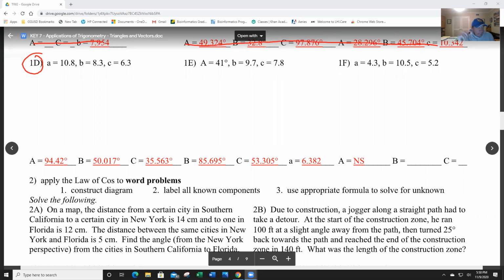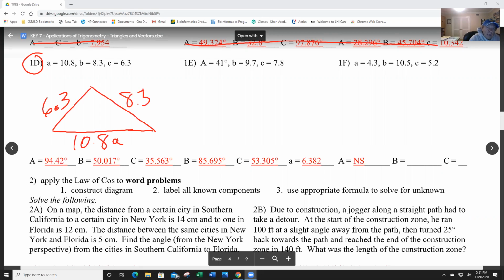Okay, so we got an SSS situation right here. Awesome. Okay, so I'm going to try to draw it the best I can. So here's 10.8. That's the longest one. And that's A, right? And then we got 6.3. And then we got 8.3. All right, so we got SSS.